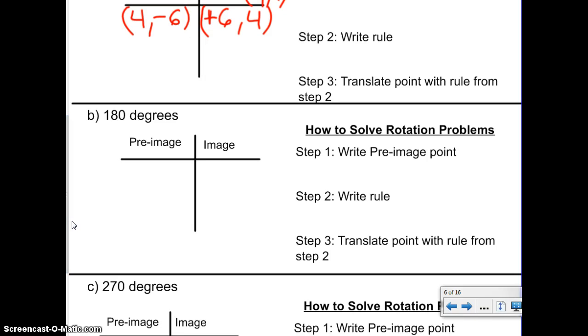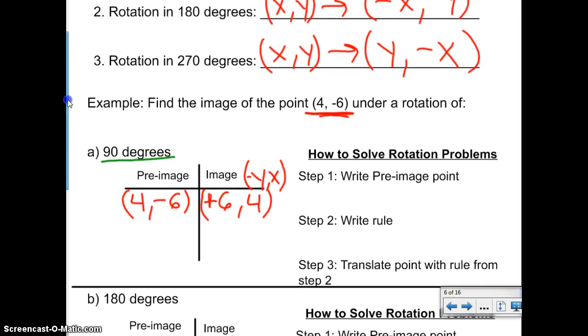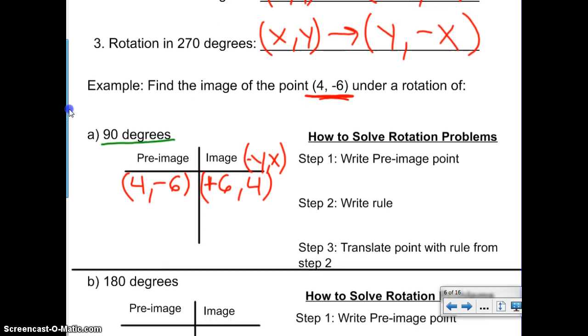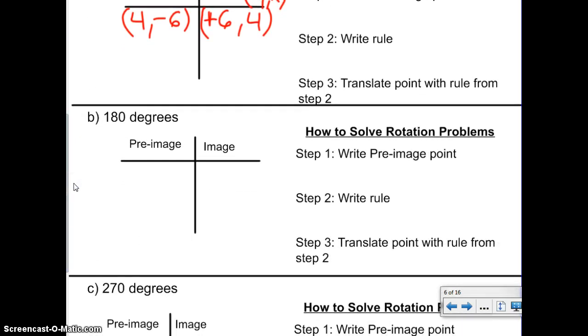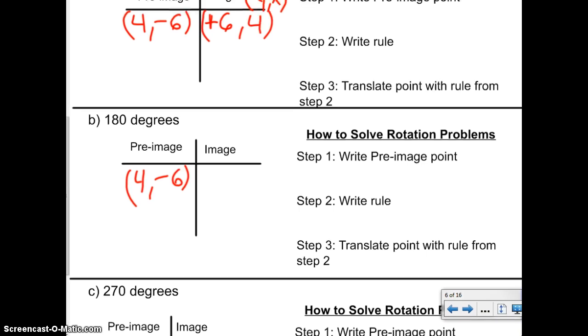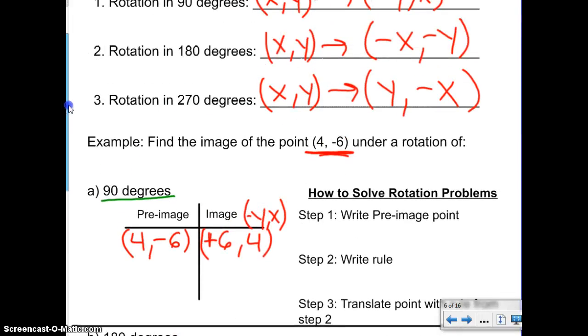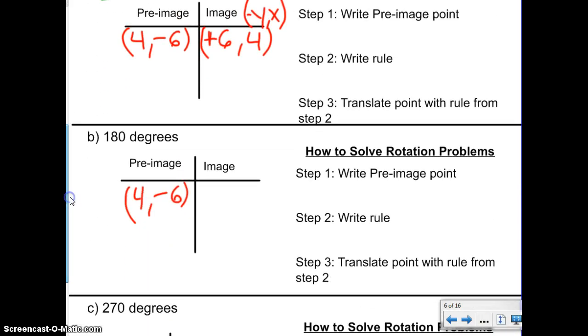So once again, our pre-image, that's the point they gave us before we do a transformation. It was 4 comma negative 6. So I'm going to write it right here, 4 comma negative 6. Now it says write the rule. The rule for 180 degrees is, go back up to your sheet, and it says negative x comma negative y. So that means we're going to keep our numbers in the same place, but we have to negate them both.